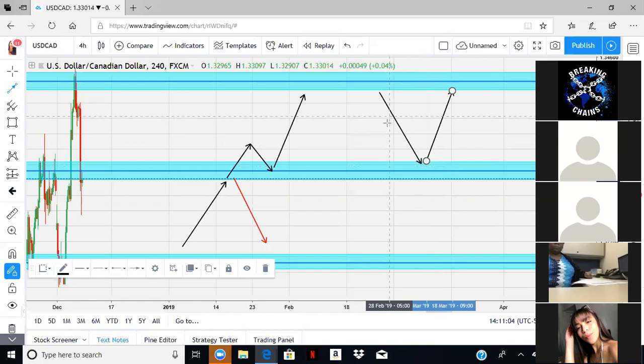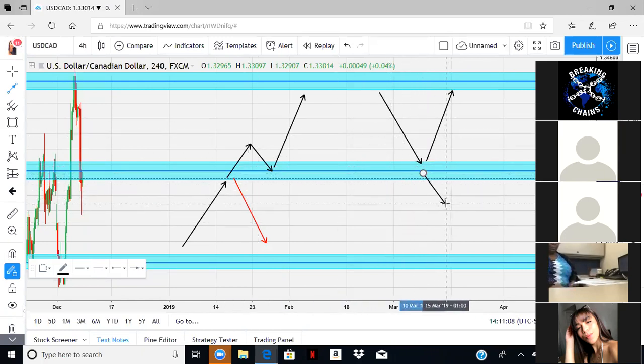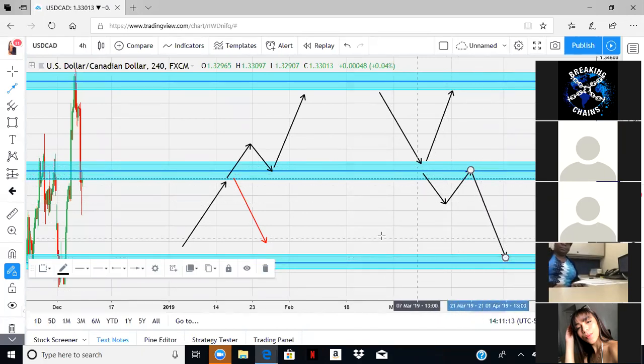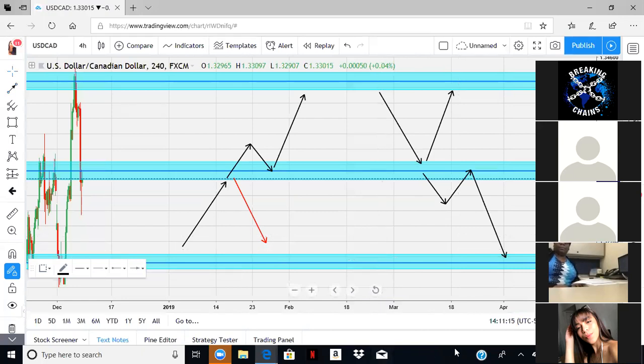So this is like a safety net. Does this make sense, guys? Yes, it can break through, but I would need to see a retest.